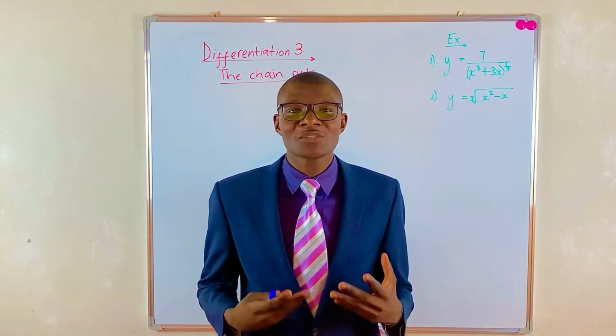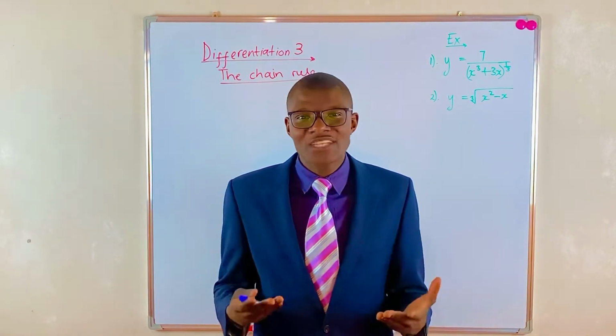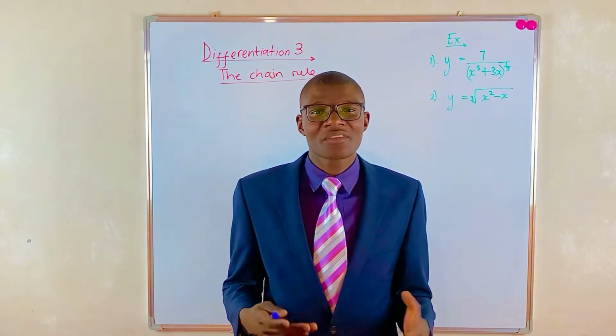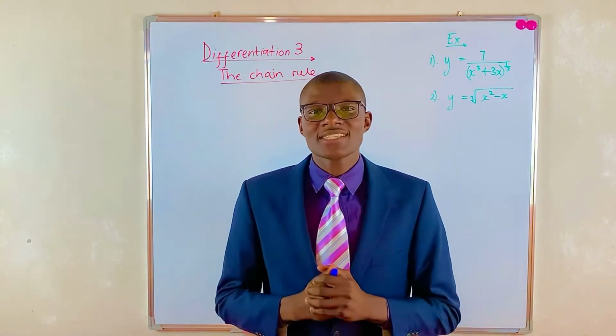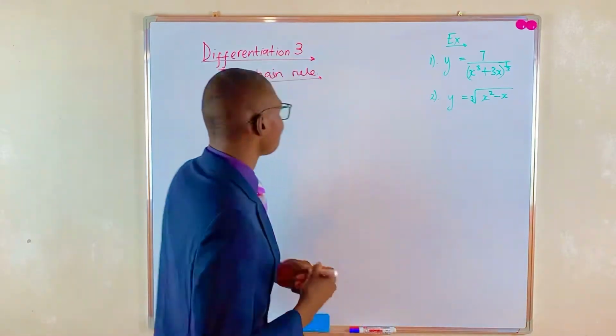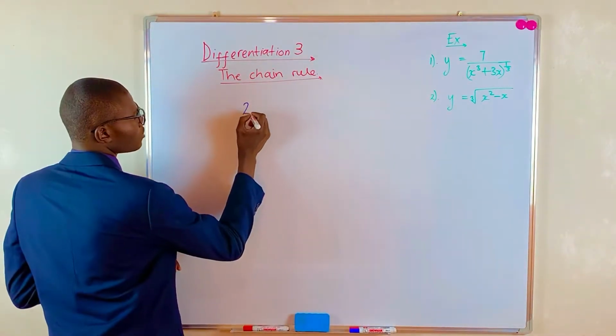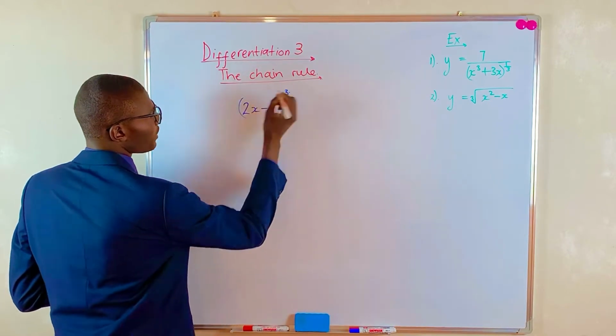Today we are going to talk about the chain rule. And to start off, why do we use the chain rule? Where do we even use the chain rule? To answer those questions, I'm going to give you a scenario. Say we've got a function 2x minus 7 raised to the power of 3.